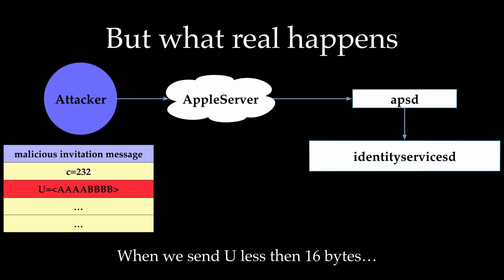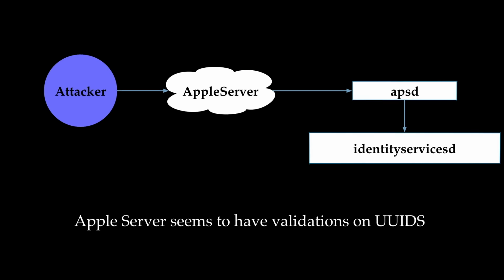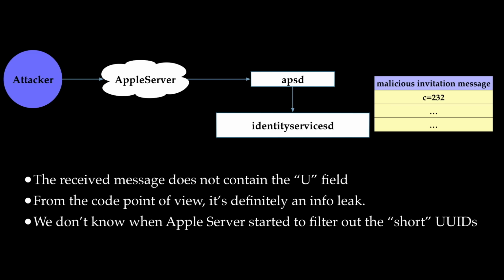When the UUID is very short, for example less than 16 bytes, we don't know what happened on the Apple server. It seems the Apple server has some kind of validation on the UUIDs, because on the receiver side, the UUID just disappeared. There's no UUID in the dictionary. So apparently the Apple server filters out the UUIDs. We don't know if Apple does that on purpose or not. Anyway, it blocks the info leak. And also we don't know when the Apple server started to filter out the invalid UUIDs. Okay, so that's a potential info leak.